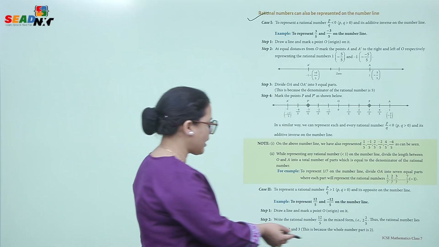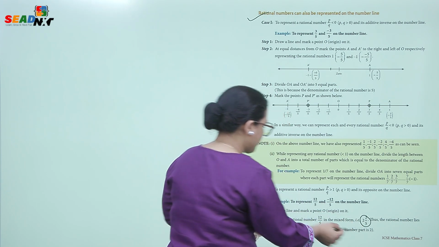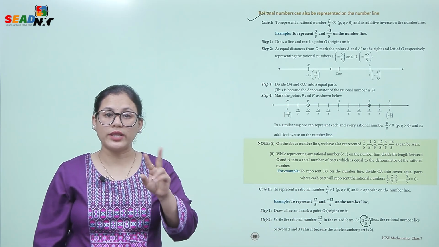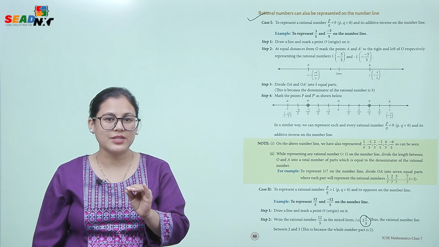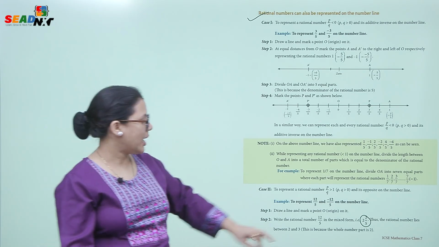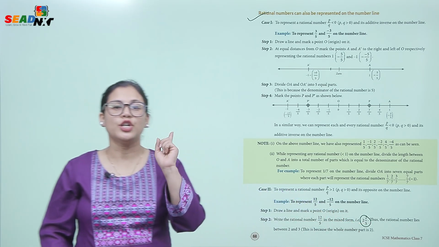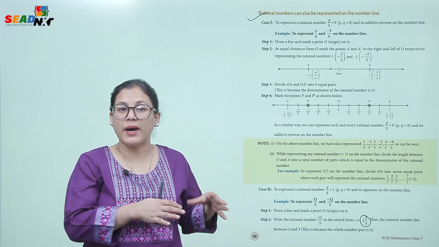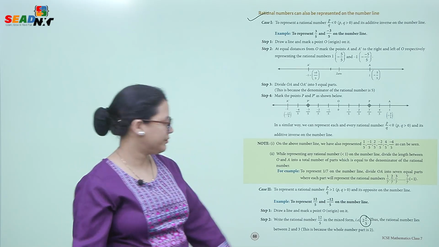ये आपका क्या है? Mixed form है इस rational number का. Thus, the rational number lies between 2 and 3. This is because the whole number part is 2. That means ये number किसके बीच में lie करेगा? 2 and 3 के बीच में, क्योंकि ये whole number part आपका क्या है? 2 है.